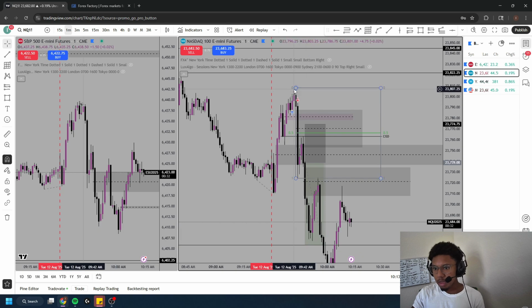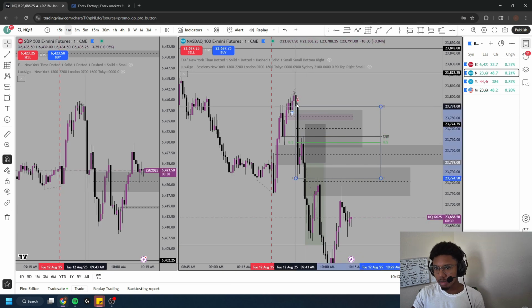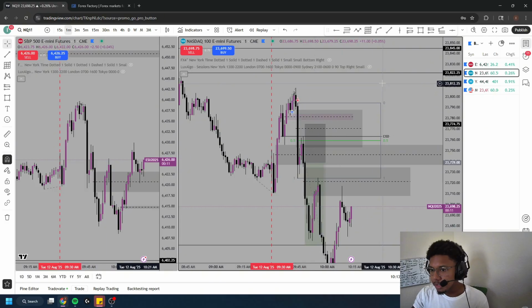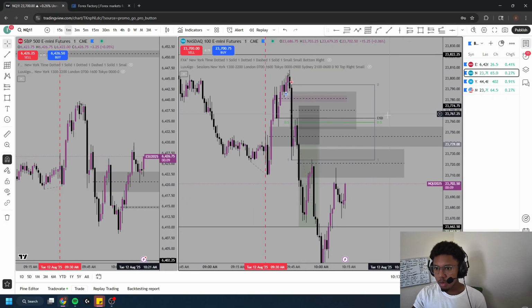And then from there we had equilibrium. Equilibrium was not touched, but however, if we take it from the actual swing high where I got stopped out, well, where I manually closed my position, to this swing low, we did end up hitting equilibrium. And then from there, it was pretty much a ride going home.